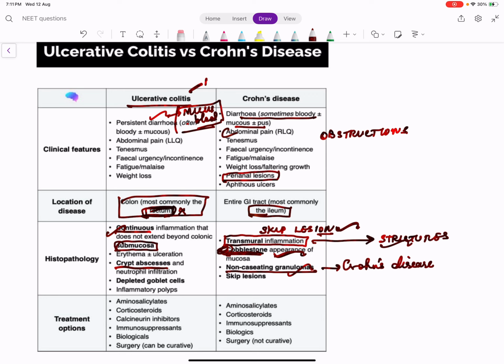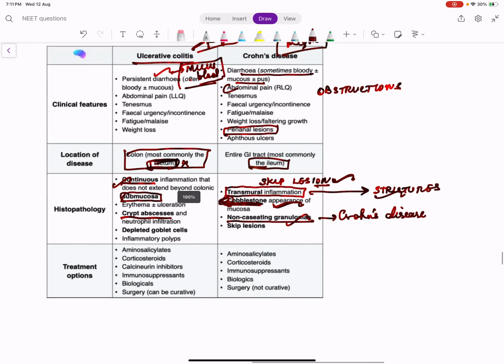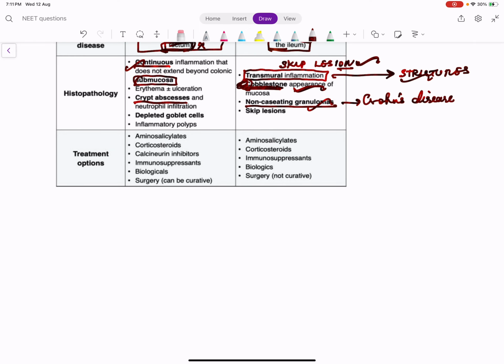If the left side colon is involved, or the left iliac fossa shows some findings, think of ulcerative colitis. If the right side colon or right iliac fossa shows findings, think of Crohn's disease. Treatment is basically the same. We give aminosalicylate, sulfasalazine, mesalazine, etc. Then we can give steroids. Sometimes steroids are kept as enema. And then we have biologicals, and finally surgery.